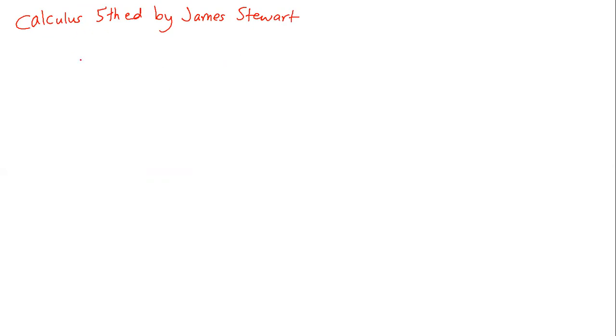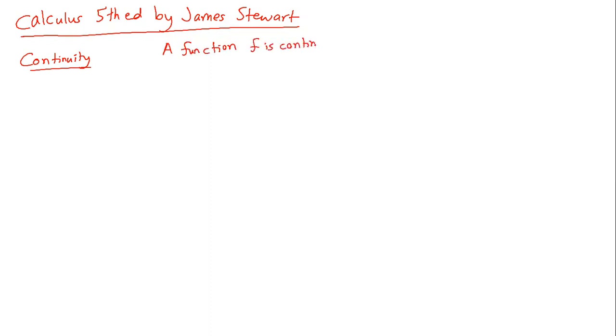So right now we are going to talk about continuity. A function f is continuous at a if the limit as x goes to a of f of x equals f of a.